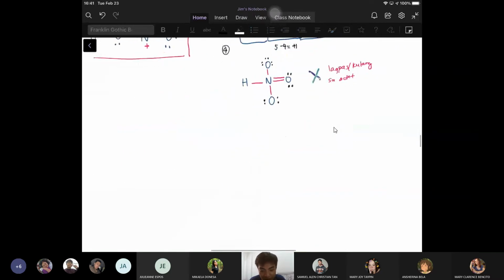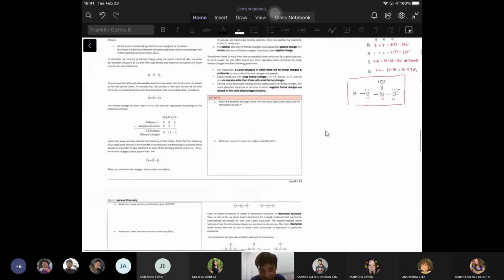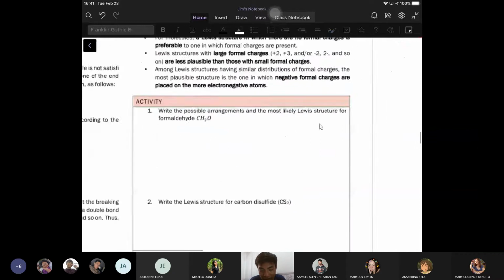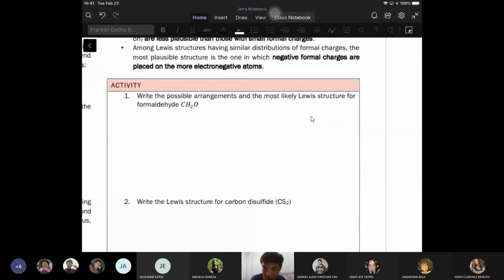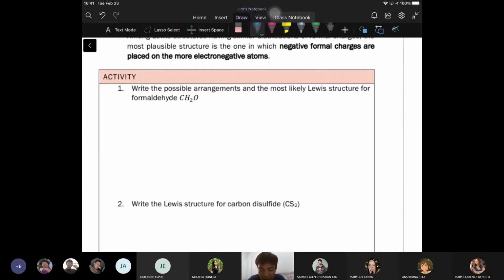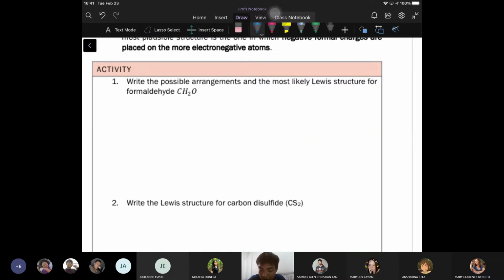So, sa mga wala last time, magpa-practice tayo ulit. So, before we continue with the main topic for today. Okay, so let's continue. Let's recall pala. Okay, so let's try to answer number 1 only. So, write the possible arrangements and the most likely Lewis structure for formaldehyde, CH2O.